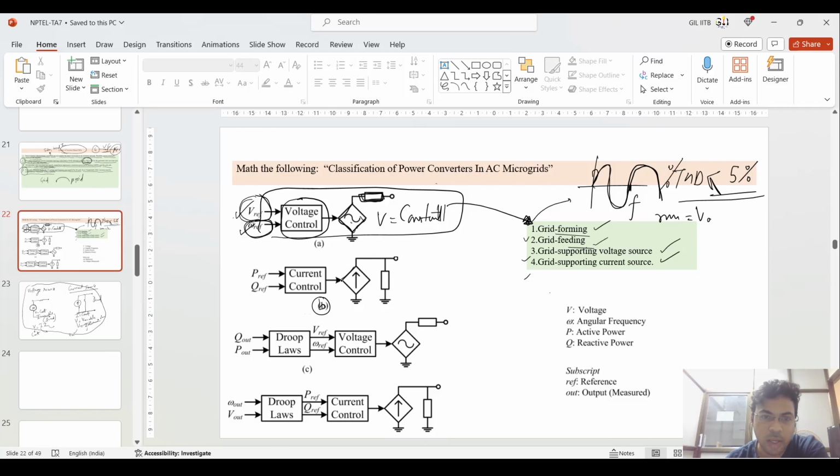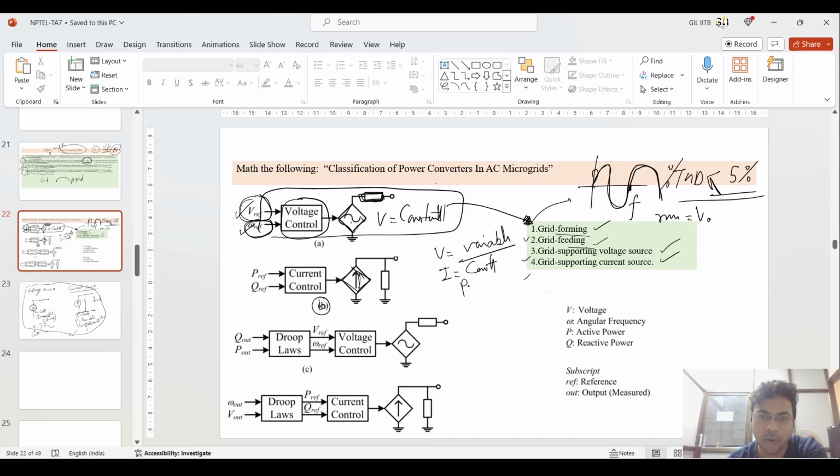Okay, coming to the second part, the second image. If you see, this is working as a current source. Current source, what I have told, the voltage can be variable but the current is constant. If you see, voltage can be variable, but the current is constant. So how can you maintain constant current?